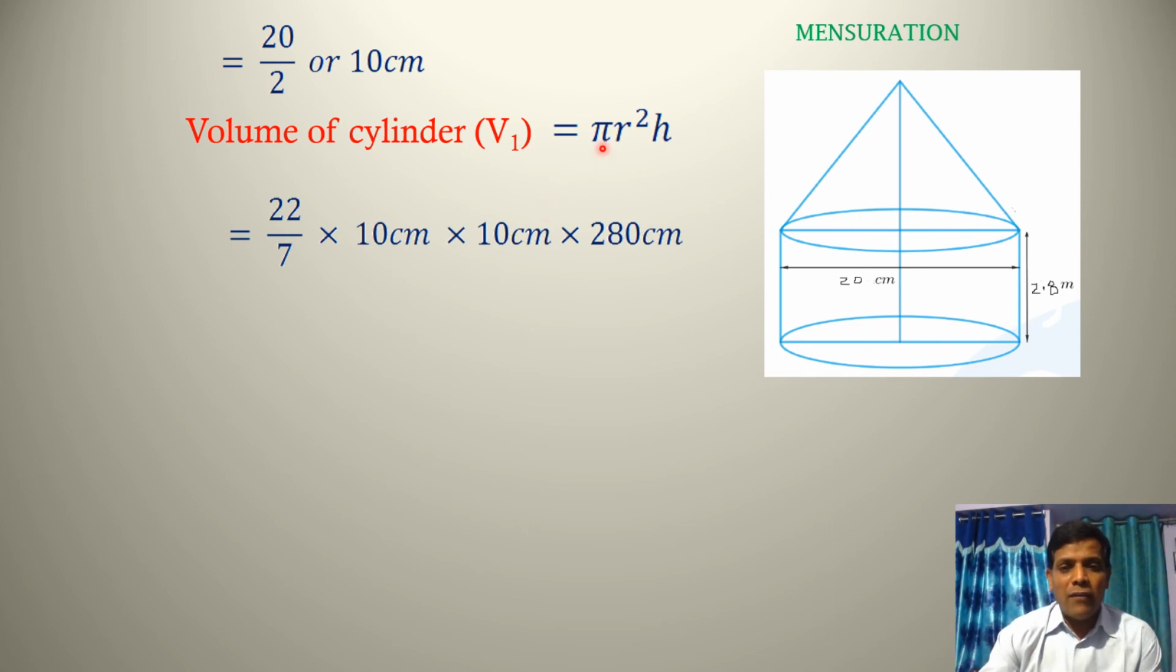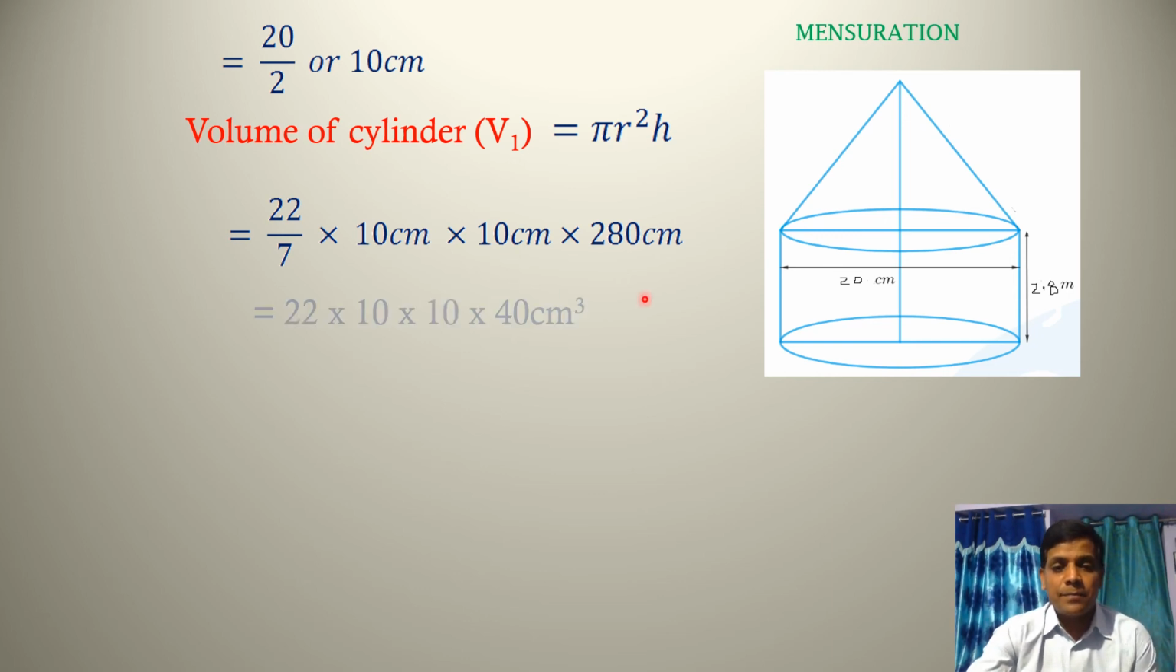So pi value 22 by 7 into r square. What is the value of r? 10 centimeters. R square means 10 centimeter into 10 centimeter. Height 2.8 meters or 280 centimeters. 7 ones are 7, 7 40s are 280. So what is the remaining? 22 into 10 into 10 into 40. Write it in the next step: 22 into 10 into 10 into 40.